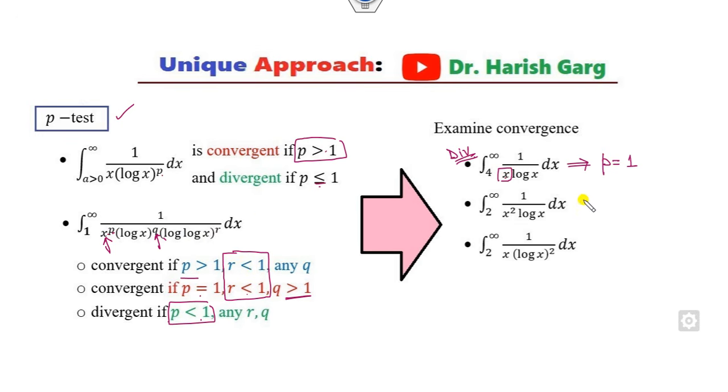So you can see, if I compare this case, p is 2, q is 1. So p is equal to 2, which is greater than 1, q is greater than 1. So therefore this is convergent. In this case, you can see I can compare this term by here. p is 2, which is greater than 1. So it is also convergent.